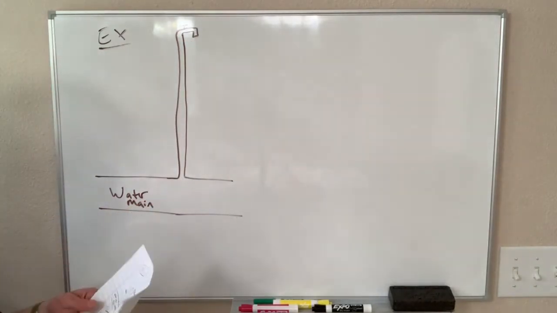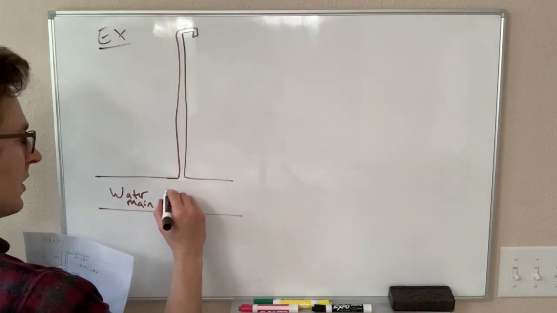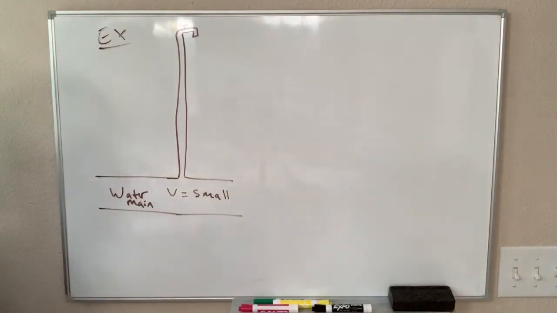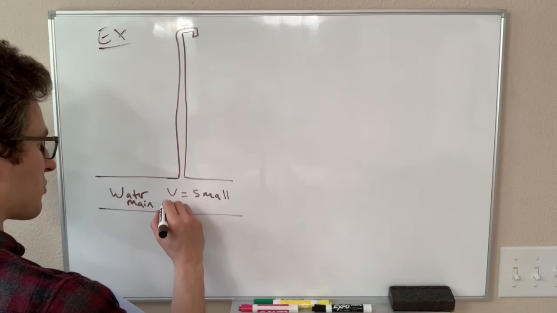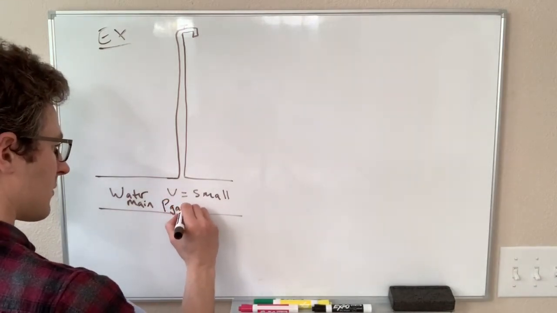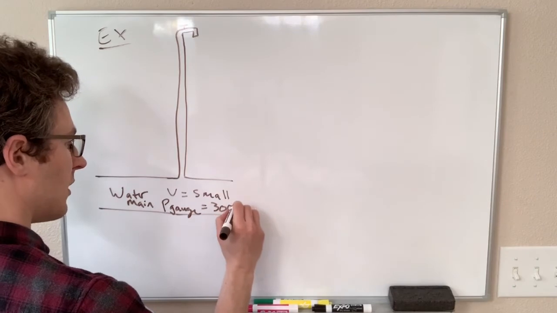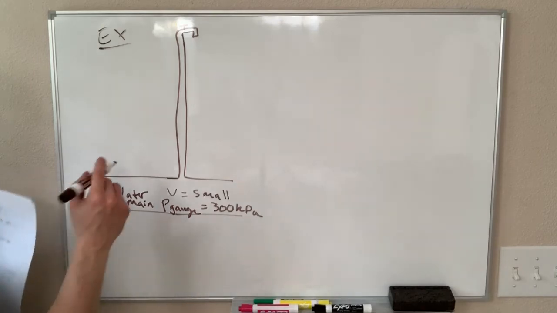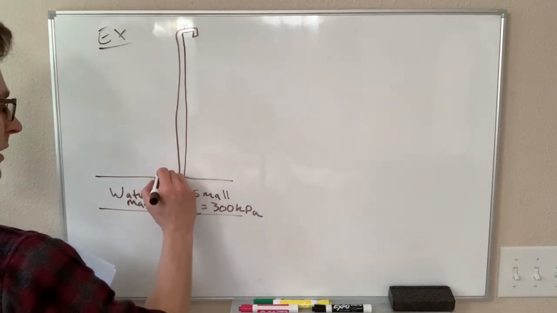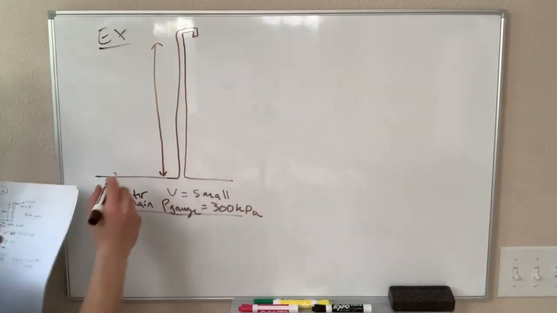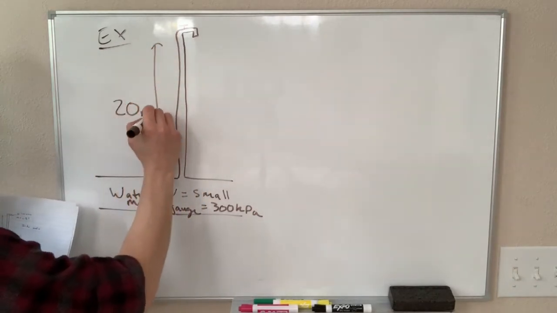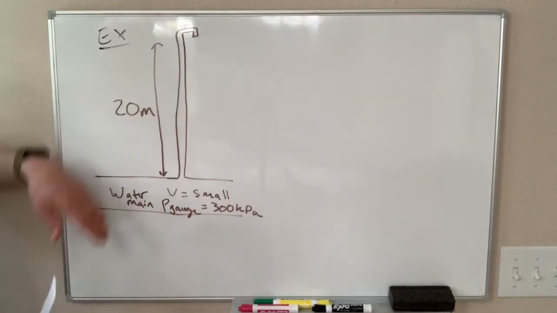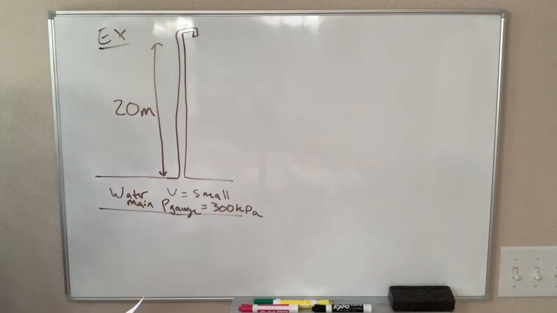Okay, so in the water main, let's say that our velocity is really small, not 0, but small enough that we're not going to worry about it. And let's also say that the gauge pressure of the water main is equal to 300 kilopascals. Let's also say that from the water main to where our water comes out of the tap, this is 20 meters of height difference. So this is a 5-story building or something like that.